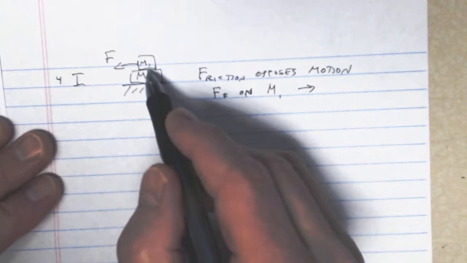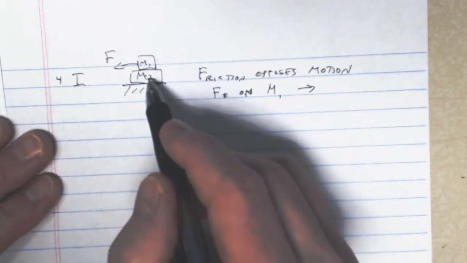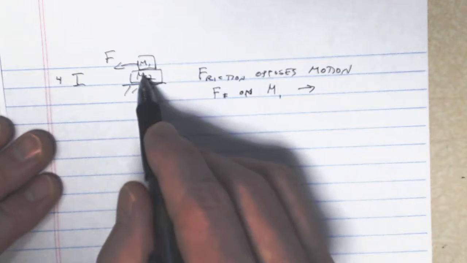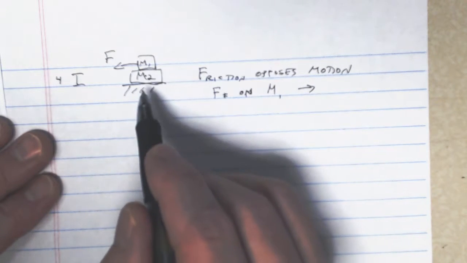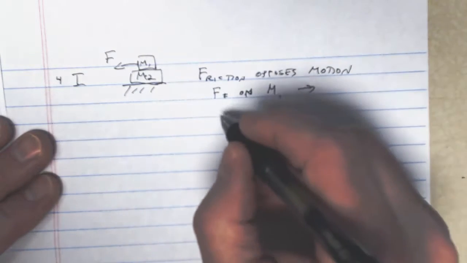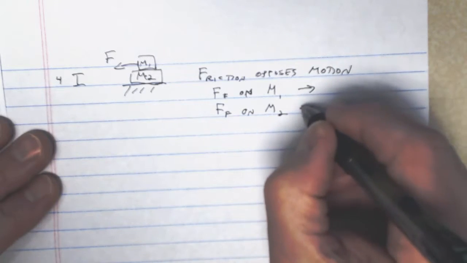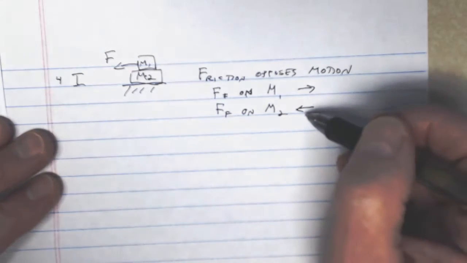Now likewise, the friction on M2, well, one way to answer that is to say, well, this is an action-reaction pair. The force of M1 on M2 equals negative the force of M2 on M1. So the force of friction on M2 has to be in the opposite direction, to the left.